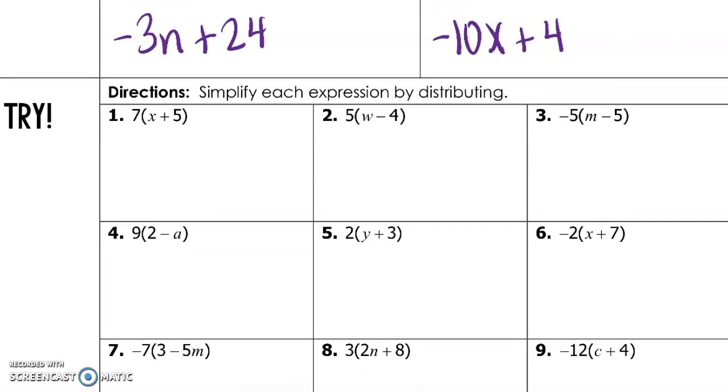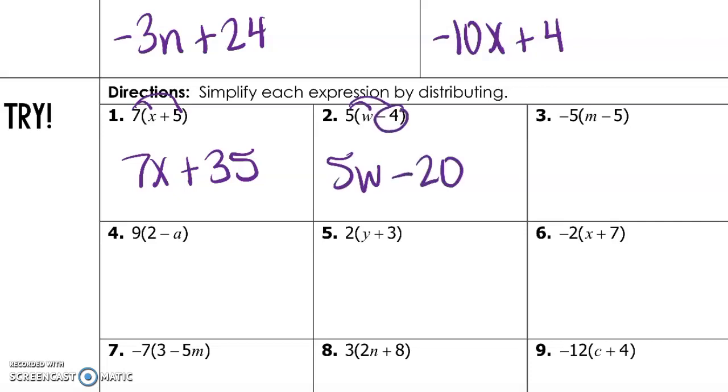Number 1, 7 times x is 7x. 7 times 5 is positive 35, so plus 35. Number 2, 5 times w is 5w. 5 times negative 4 is negative 20, so minus 20. Now, if your number on the outside, like 1 and 2, are positive, then yes, you can just bring down the plus or the minus sign.